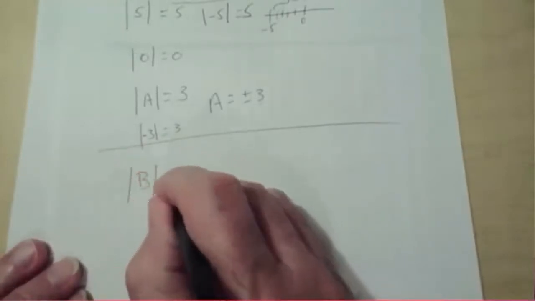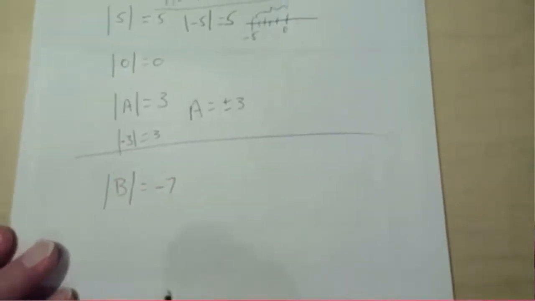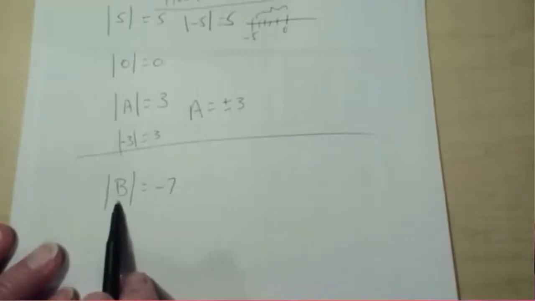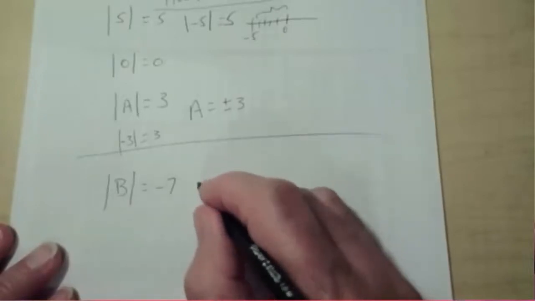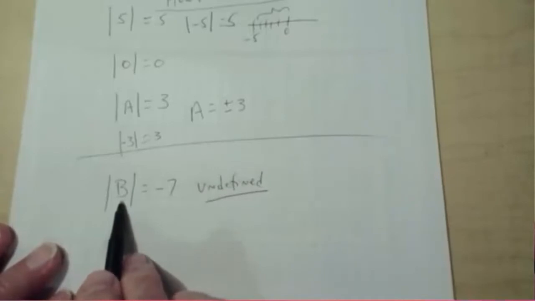Okay, last thing. What if you have the absolute value of b is negative 7? This is undefined because it's wrong. The absolute value of b, or the absolute value of anything, cannot be a negative number. It's undefined because it cannot be. Right? Right.